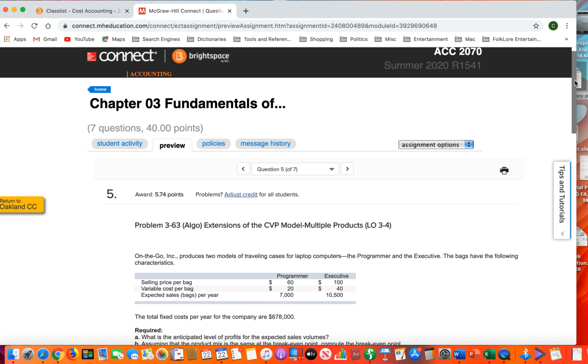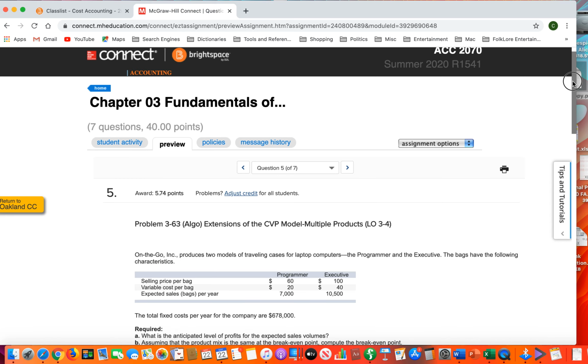What is the expected sales volume? Oh yeah, okay. That's the programmer bag. The other side, 10,500 bags at $100 is $1,050,000, and then you multiply 40 times that many bags, you get 420,000. Yeah, I'm looking at the next problem about the break-even point.